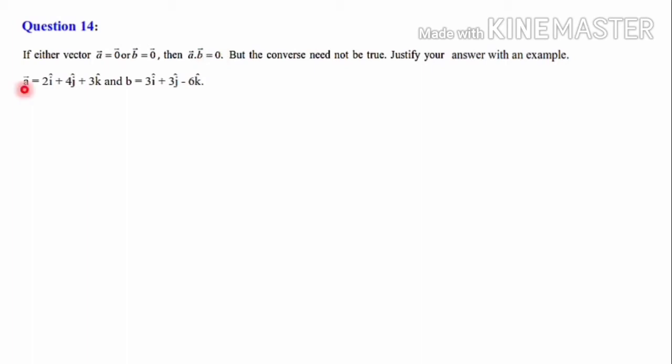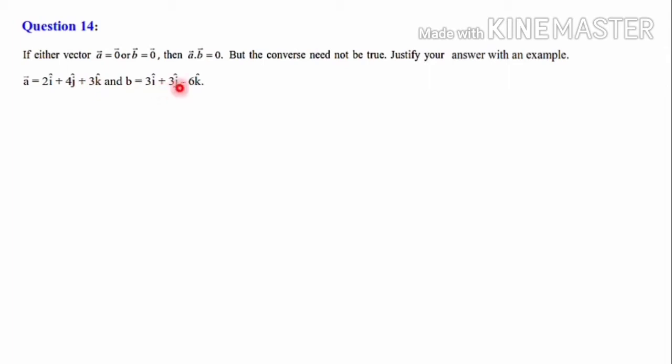First of all, we have to take vector A, that is, vector A is equal to 2i plus 4j plus 3k. Any vector of your choice we can take. But when you write vector B, you must be a little bit careful, because when you multiply the scalar components, we should get 0. Here vector A is 2i cap plus 4j cap plus 3k cap. And vector B I have taken as 3i cap plus 3j cap.